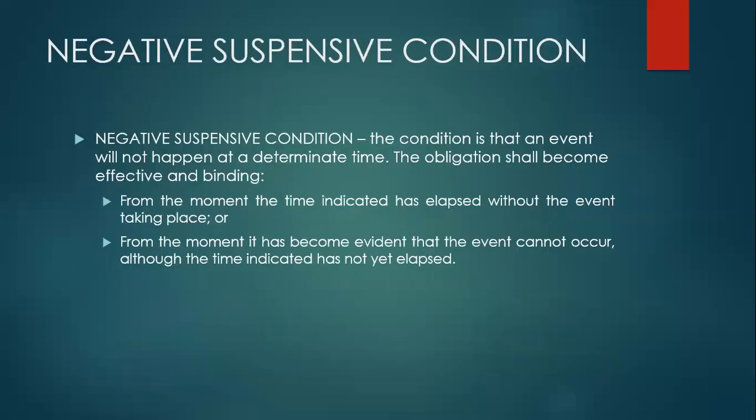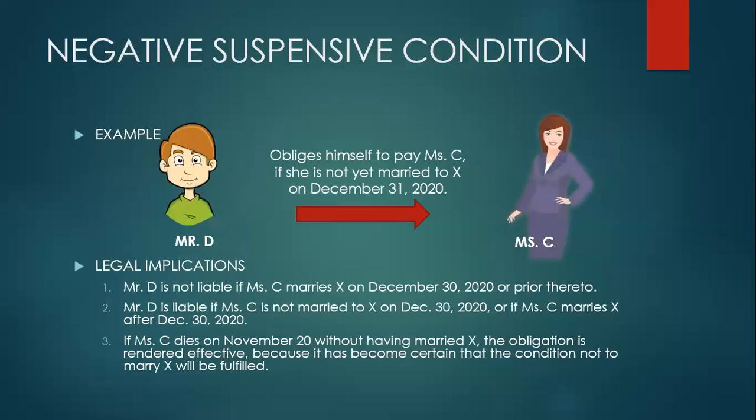Negative suspensive condition. In a negative suspensive condition, the condition is that an event will not happen at a determinate time. The obligation shall become effective and binding from the moment the time indicated has elapsed without the event taking place, or from the moment it has become evident that the event cannot occur although the time indicated has not yet elapsed. For example, Mr. D obliges himself to pay Miss C if she is not yet married to X on December 31, 2020.